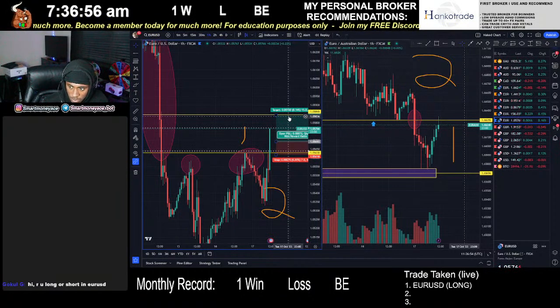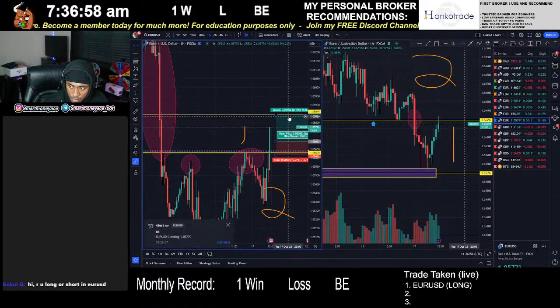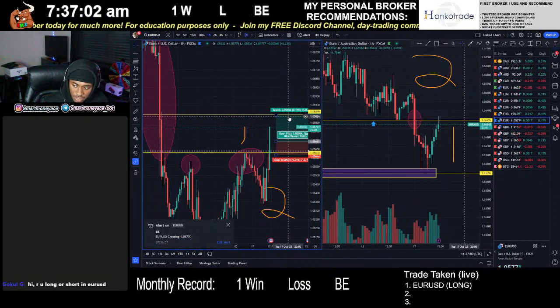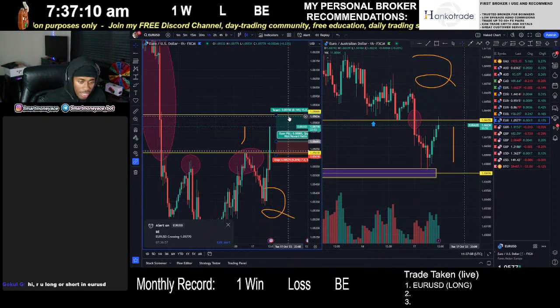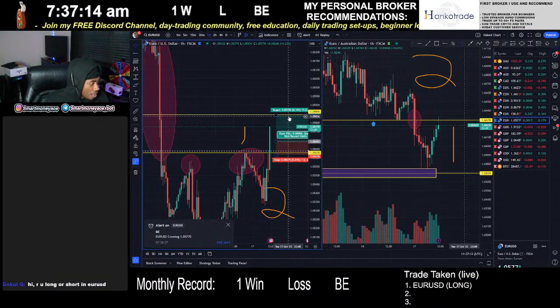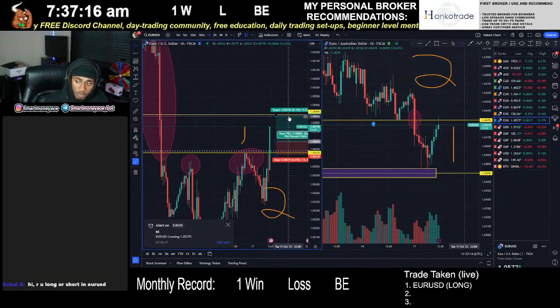So we have about, all right, boom. BE was hit and price is still moving up. So if you are in this trade, I suggest you move your stop loss to your entry, make it risk free so that if price does decide to come back down, you'll be at zero risk. But as you guys can see, my 1-to-1 was hit. So that's currently a 1% gain and price is still moving up.